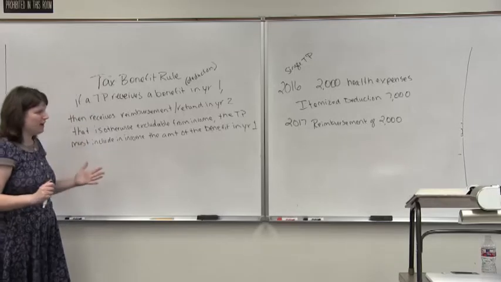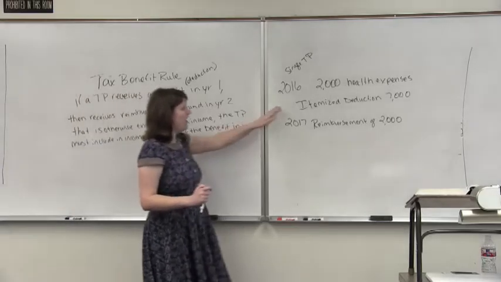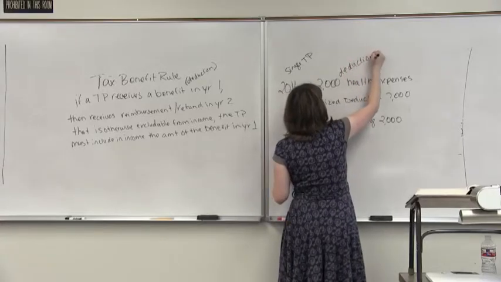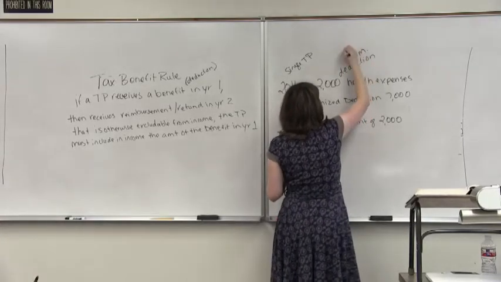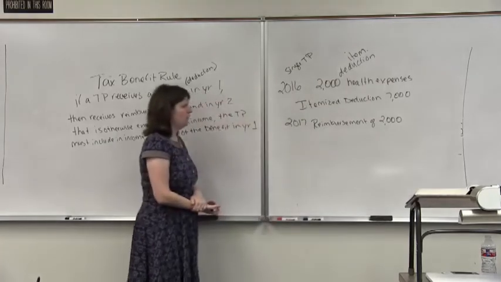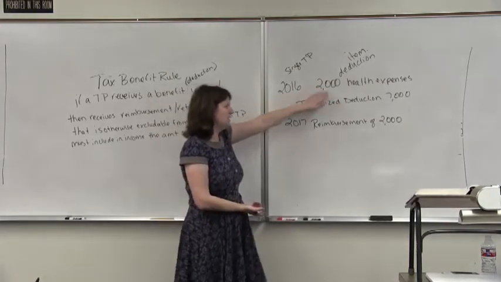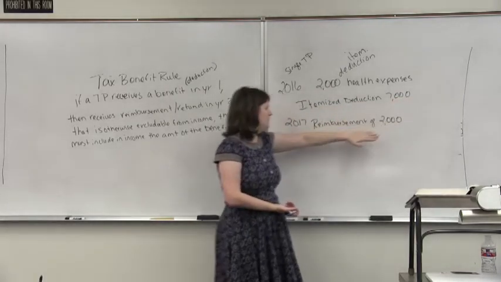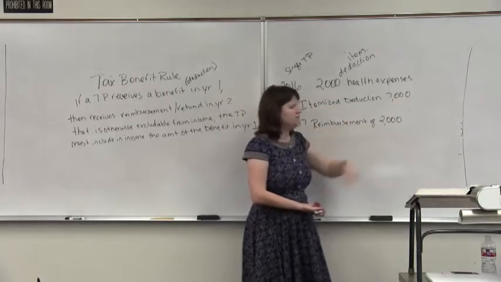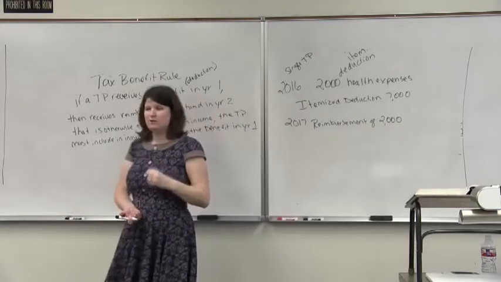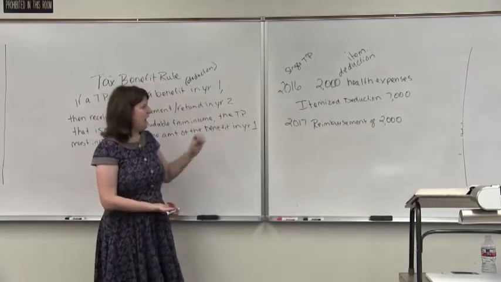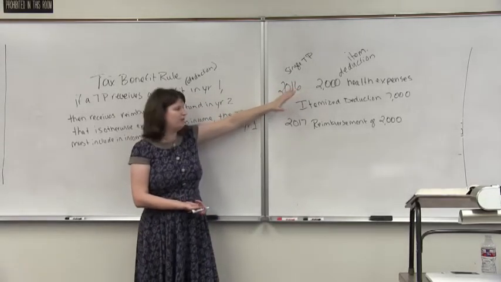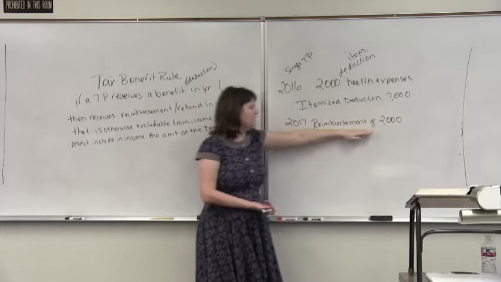So this taxpayer took a $2,000 itemized deduction. It has to be an itemized deduction, okay? And this deduction is included as part of this $7,000. And then in the next year, the taxpayer got a reimbursement of $2,000. So to the extent they received a benefit, i.e. they received a deduction in a prior year, they have to include this amount in income.